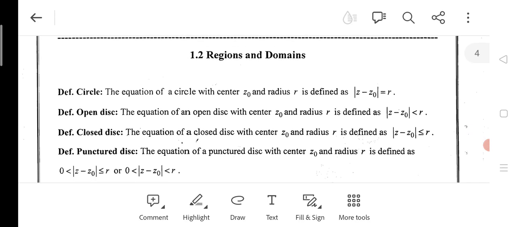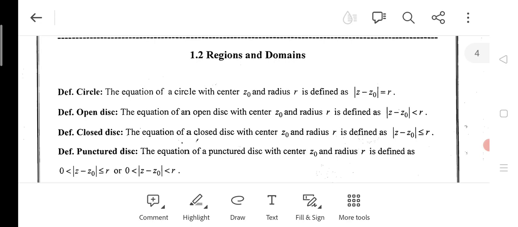In this lecture, we will discuss regions and domains. What are regions and domains? Firstly, what is meant by a circle? The equation of a circle with center z naught and radius r is defined as mod z minus z naught equal to r. This is called a circle.